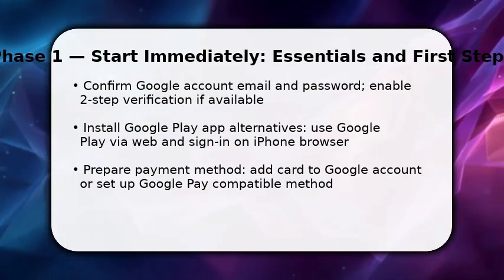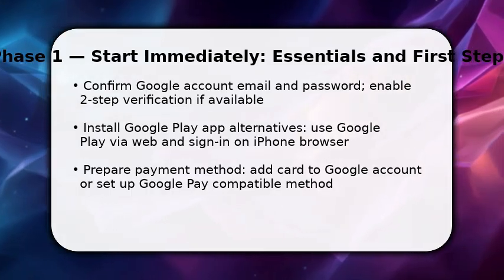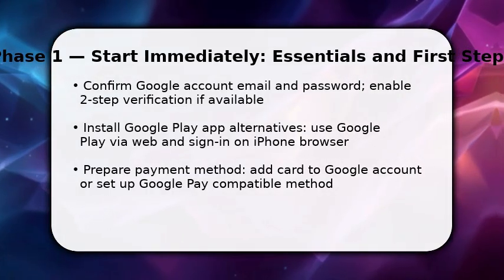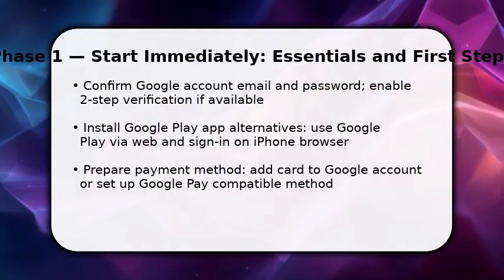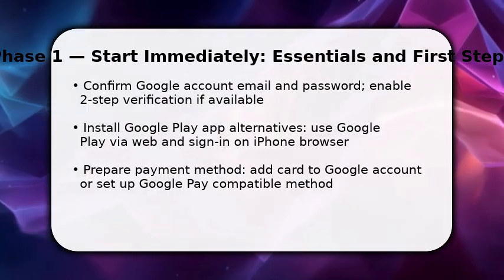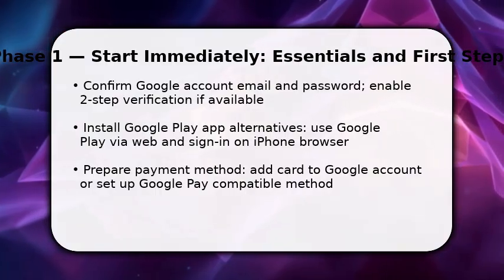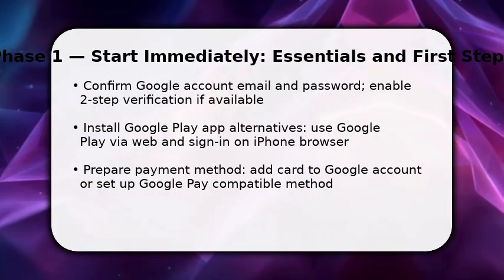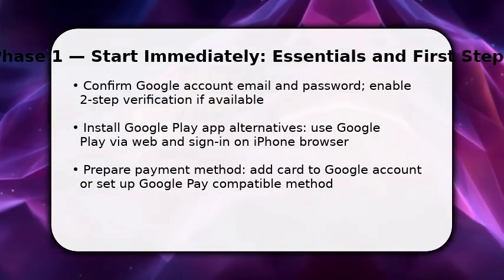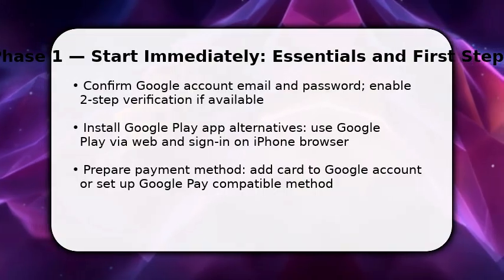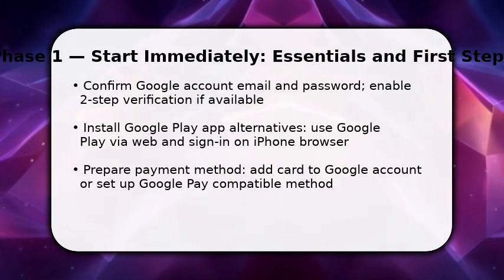You start by confirming your Google account credentials and enabling two-step verification so you won't get locked out. Next, open Safari and sign in to Play.Google.com with the same account, make sure cookies are allowed. You'll also prepare a payment method in Google Payments, add a card, or link Google Pay, because some Play purchases require a billing option. Once done, keep your iPhone nearby and allow any verification prompts. This gets the connection ready for app access and purchases.